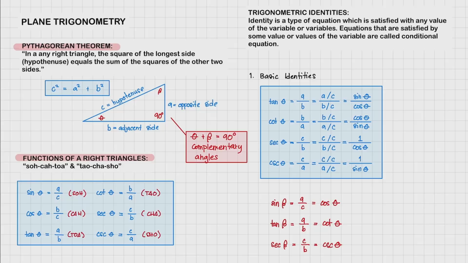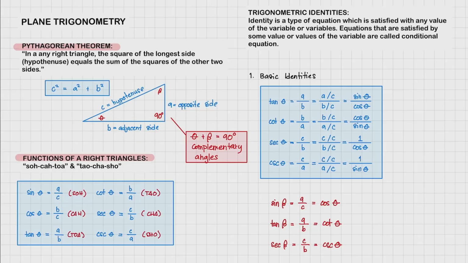We have mnemonics to remember the functions of a right triangle. So we have SOHCAHTOA and Tau Cha Sho. Alright. So I have this right triangle right here. You have C as the hypotenuse. I've already labeled it. And then you have B as the adjacent side relative to theta. So these labels are all in relevance to your theta. B is the adjacent side relative to theta, and A is the opposite side relative to your theta.